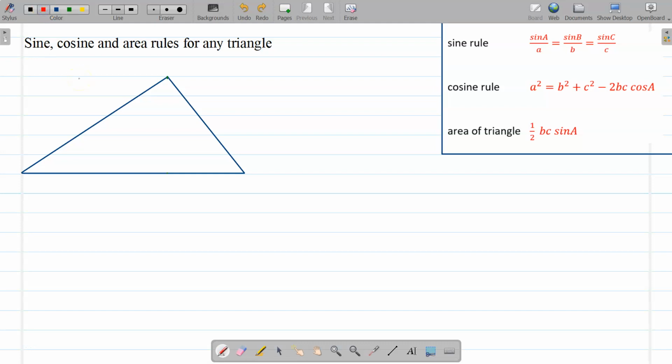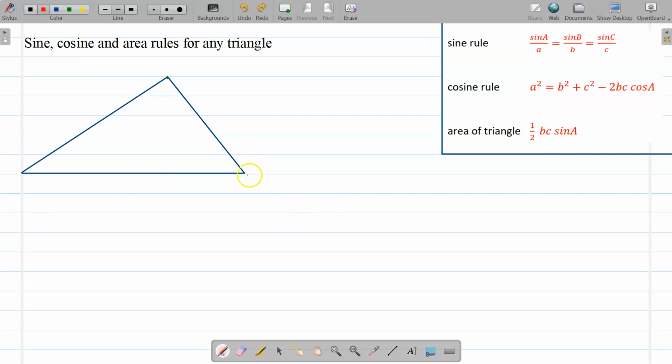Welcome to the video on sine, cosine and area rules for any triangle. You will have used these in GCSE, mainly at grade 8 and 9. When you're going to do A-level maths, you need to really understand these and, more importantly, how they're derived, where they come from and why they work.